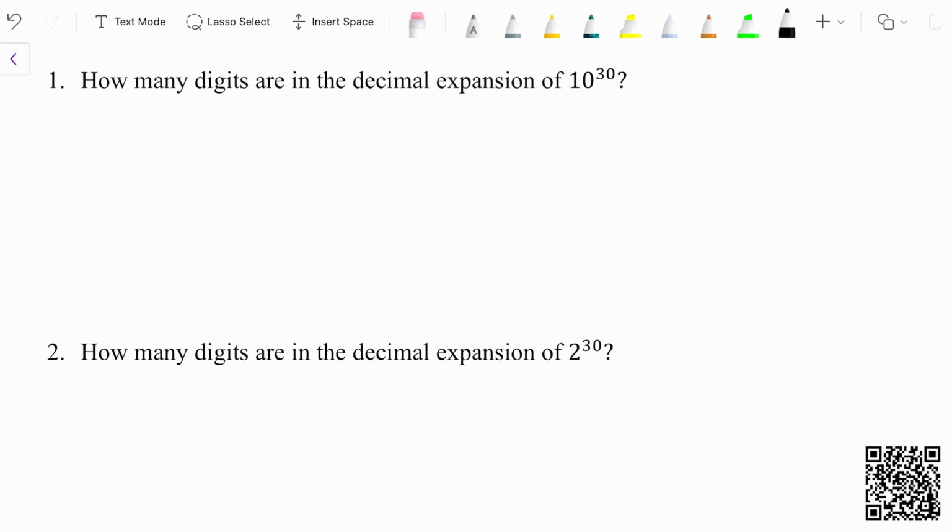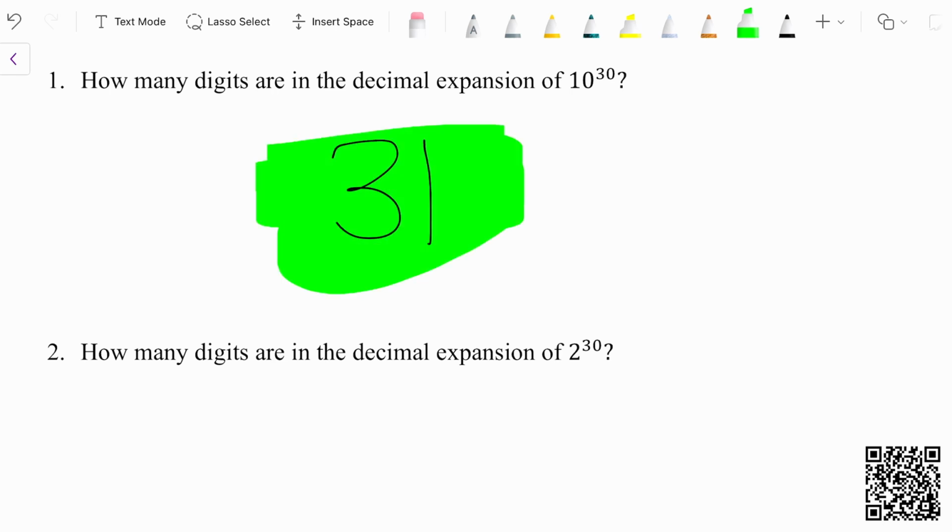Today's first question is, how many digits are in the decimal expansion of 10 to the power of 30? As I said in a previous video, the way to calculate how many digits is 1 plus the power of 10 that it's being increased to when you're using scientific notation. So basically, this is 1 plus our b here, which is 30, so it has 31 digits. That's simple enough, but it gets slightly more complicated as we go on.